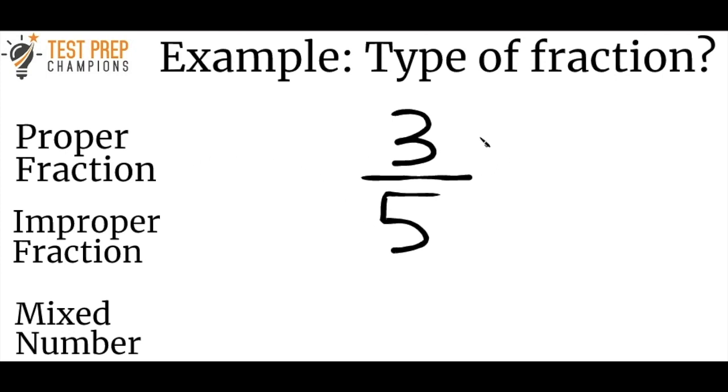Whenever you see a fraction where the top number is smaller than the bottom number, it's a proper fraction. So this is a proper fraction. Another way to say that is that the numerator is smaller than the denominator, so therefore it's a proper fraction. So 3/5 is a proper fraction.